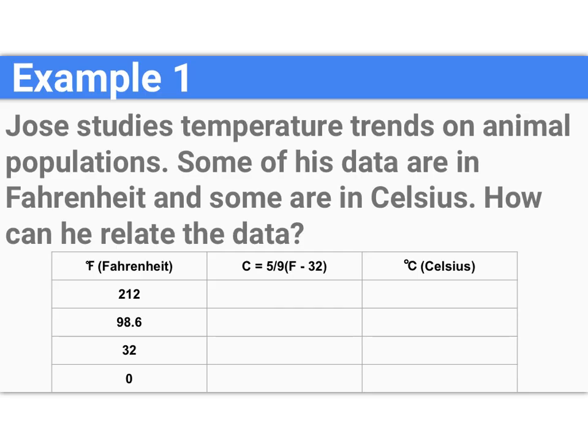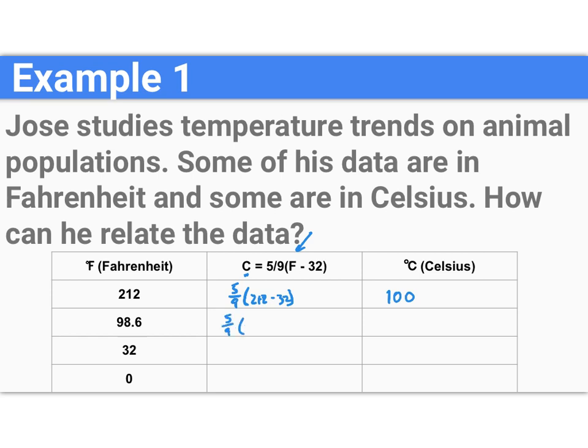Okay, so let's look at our first example. Jose studies temperature trends on animals. Some of his data are in Fahrenheit and some are in Celsius. How can he relate the data? So basically, what you have in the middle here is the calculation to go from Fahrenheit to Celsius. Fahrenheit is your input and Celsius is all alone, so that's your output. So 212, let's show you how to work this. 5/9 times 212 minus 32 gives you 100 degrees Celsius.